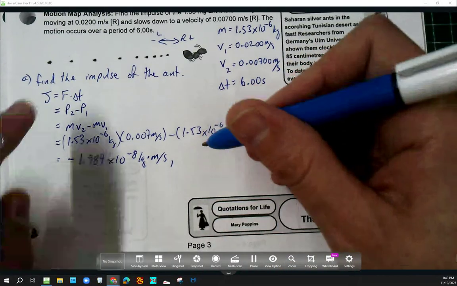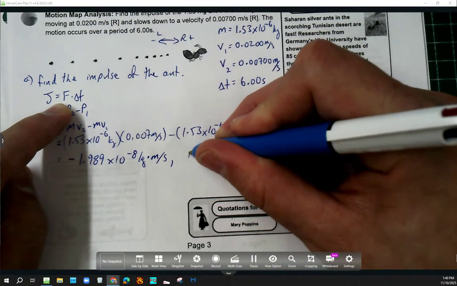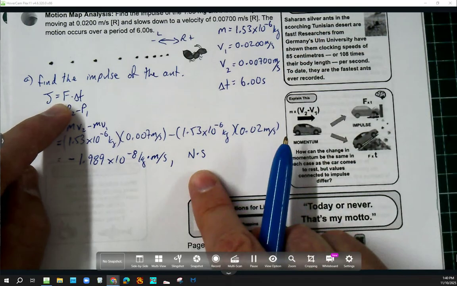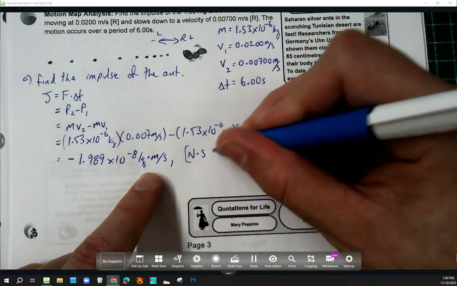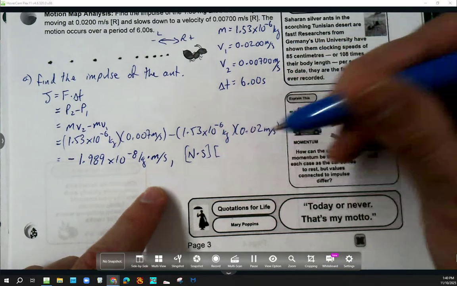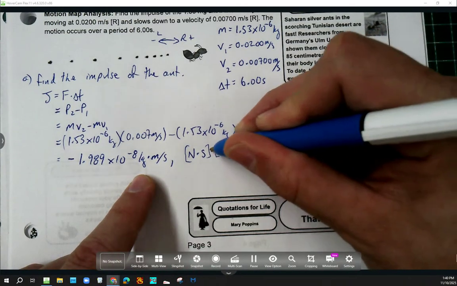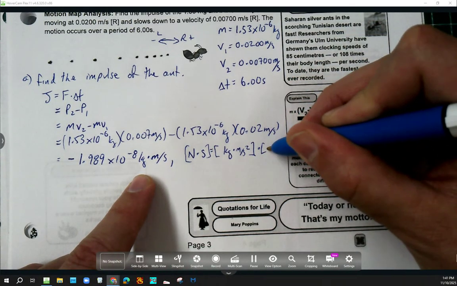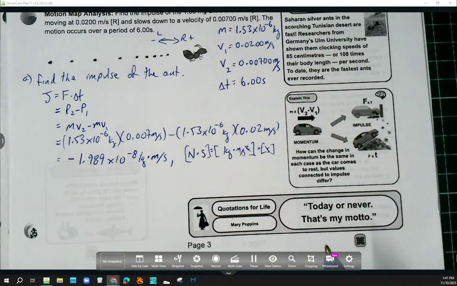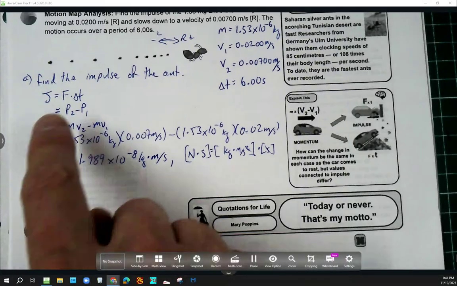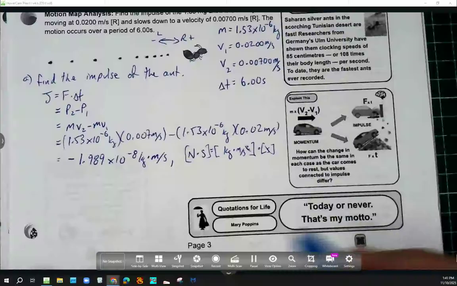Now, if I had used force times time, if I'd had that information, you might have ended up getting newton seconds. That's strange, but those end up being equivalent units. Remember, newton seconds would be kilogram meter per second squared times seconds, and the seconds would cancel out. So it's still going to end up being equivalent to kilogram meters per second. The units are equivalent whether you come at this from an impulse or a change in momentum way of thinking.